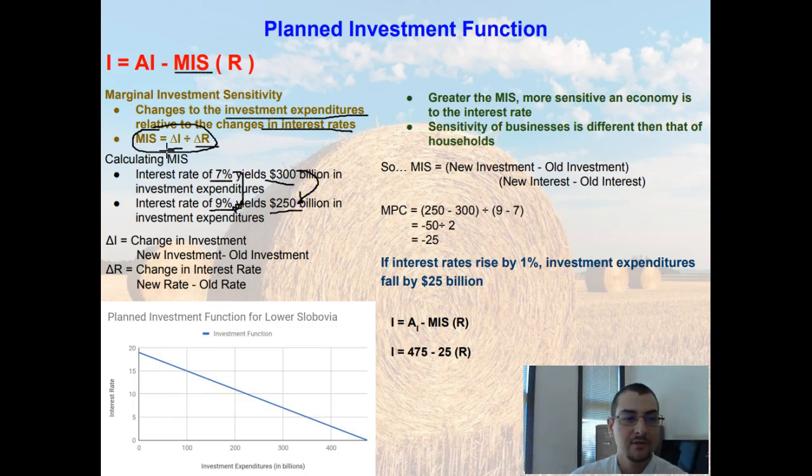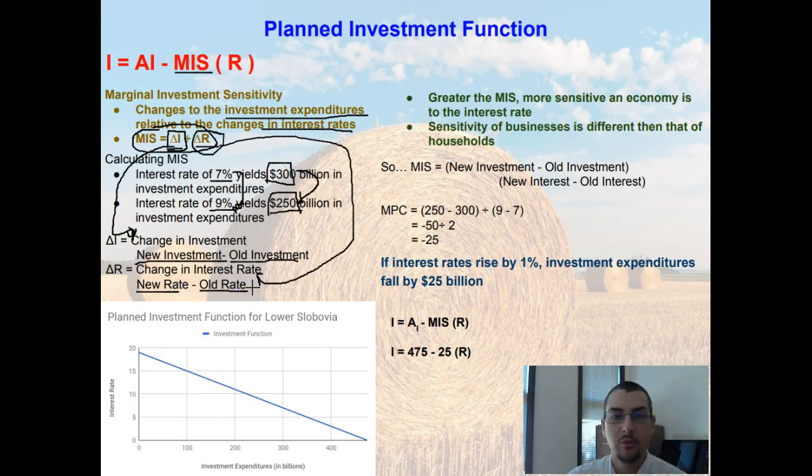So up here we have this change in investment. How do we calculate that? Change in investment is equal to the new investment minus the old investment. In this case, that's the new investment of 250 minus the old investment of 300 billion. We also have this change in interest rate, which can be calculated by finding the new rate minus the old rate. Just like with the marginal propensity to consume and marginal propensity to save, it's the same basic principle. We're just changing the numbers and what we're looking at.